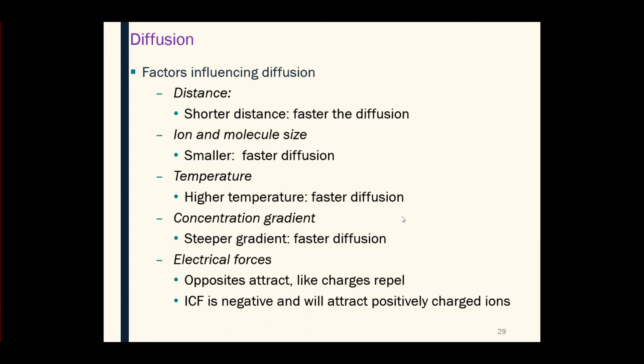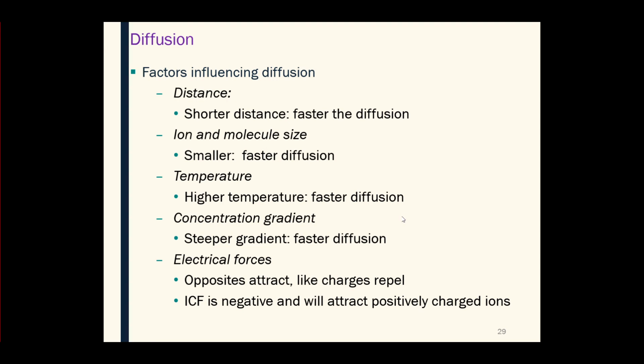Concentration gradient, again, that's the difference between the high and the low. The steeper the gradient, right, the higher the hill, the bigger the difference, the faster the diffusion. If there's a low hill, your bike wouldn't move as fast as compared to if there was a high hill. You would go down that hill much faster. Same thing here. The steeper the gradient, the bigger the difference, the faster the diffusion.